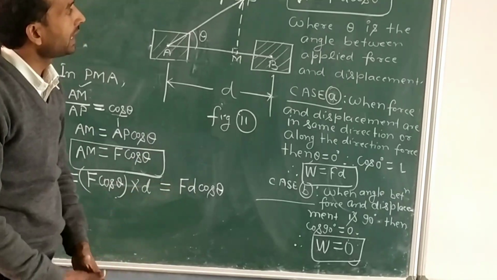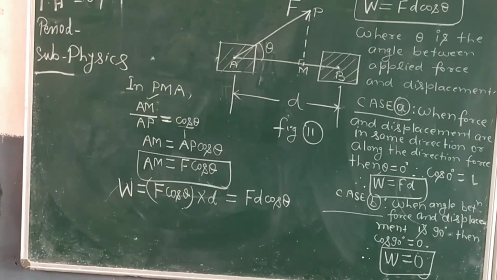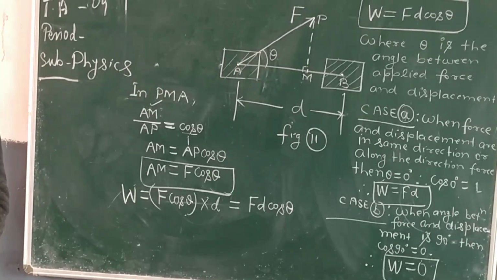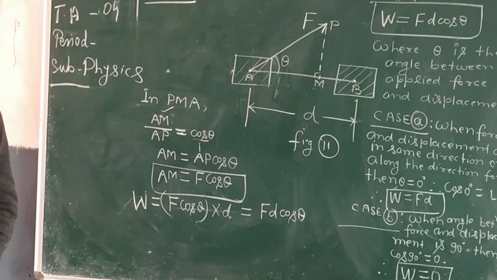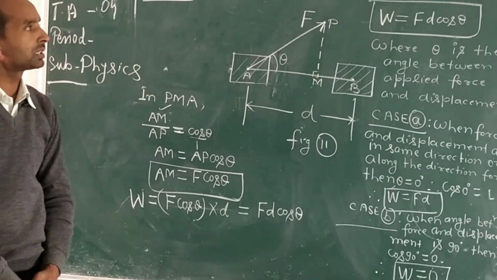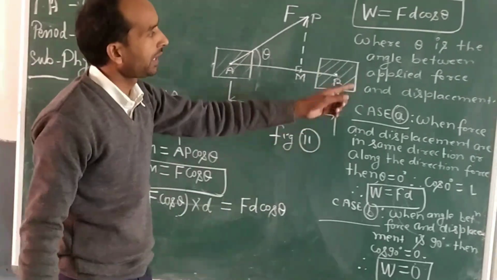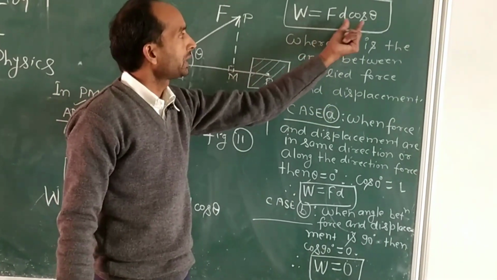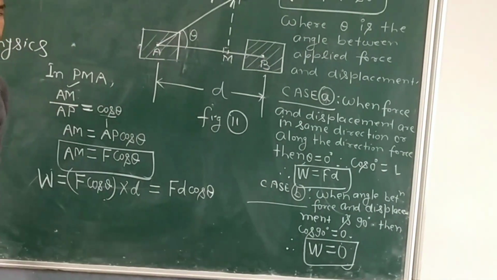So we can say that if there is an angle theta between force and displacement, or when applied force and displacement are not along the same direction, in this case work done W is given by F d cos theta, where theta is the angle between force and displacement. Now three cases arise.